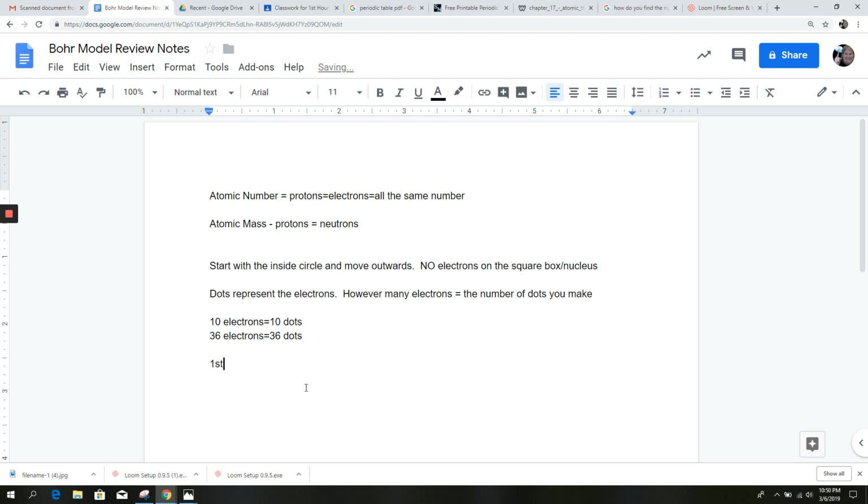So the first circle from the nucleus holds 2 electrons only.